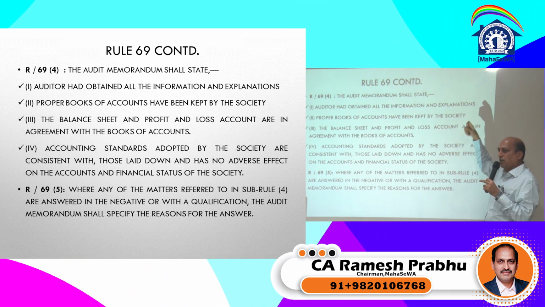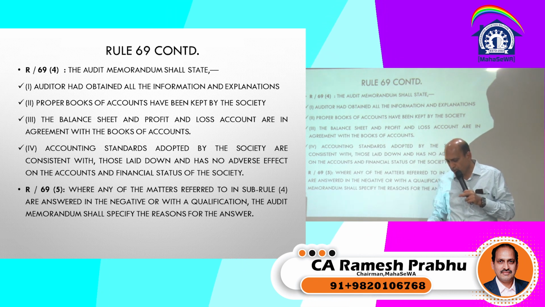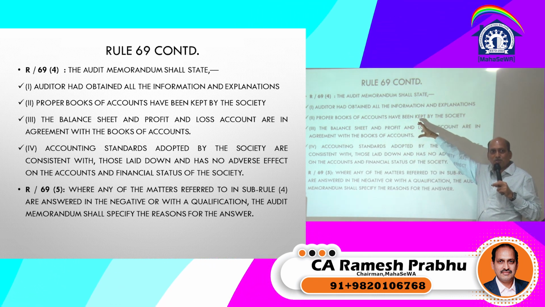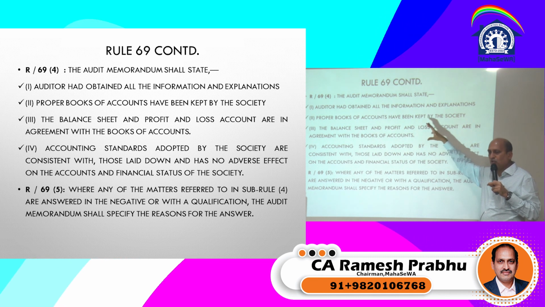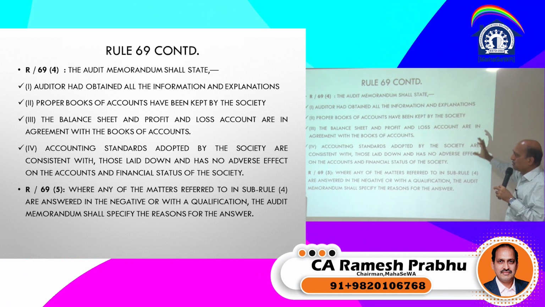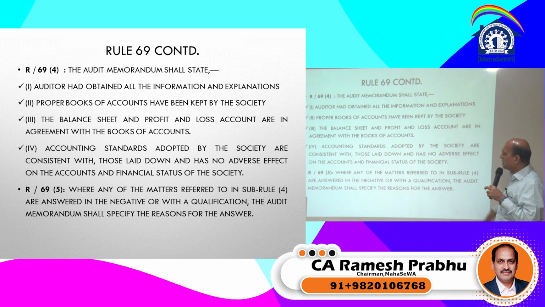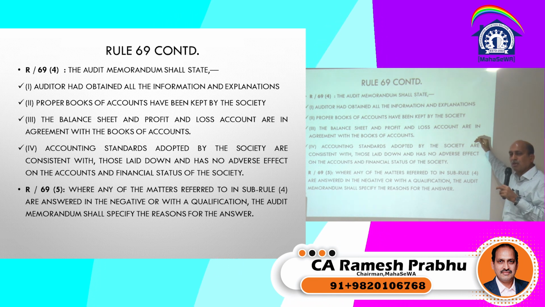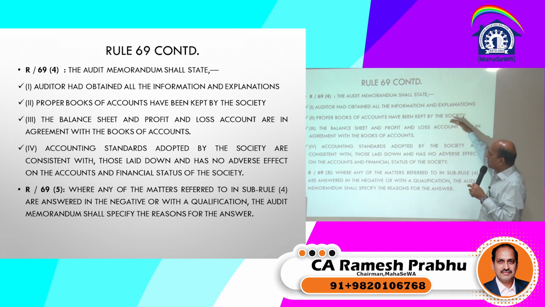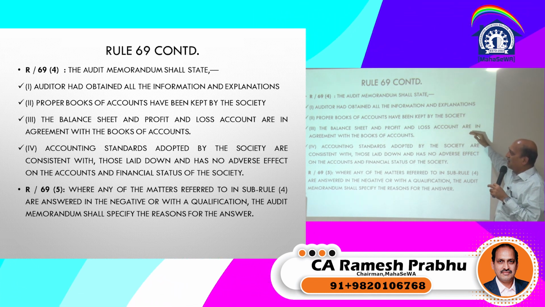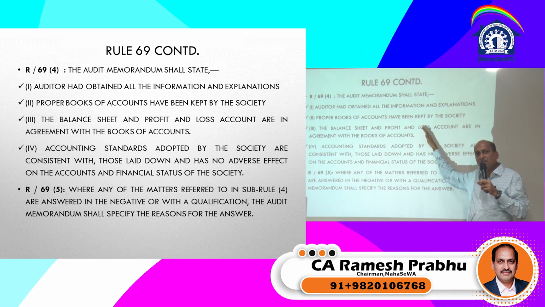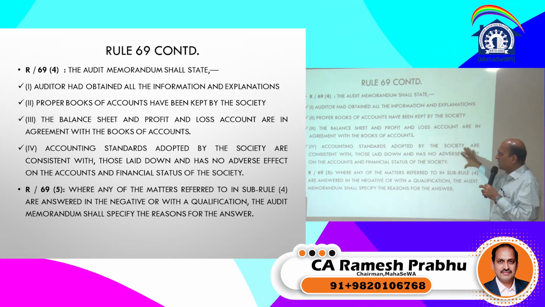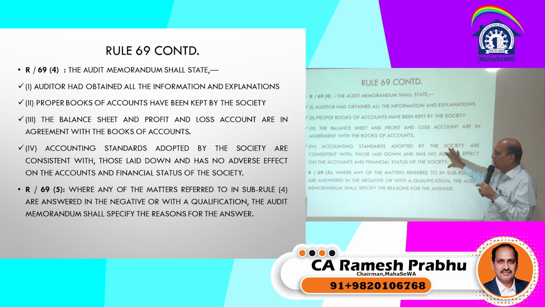Proper books of accounts have been kept by the society. What are the proper books? We have seen rule number 65. What are the books to be maintained? Cash book, ledger, day book, receipt book, all the registers, I form, J form, share register, investment register, mortgage register, everything is given. Even the returns to be filed. Proper books of account, the balance sheet and profit and loss accounts are in agreement with the books of account. That means whatever figures we have received in the profit and loss account are in agreement with the accounts.